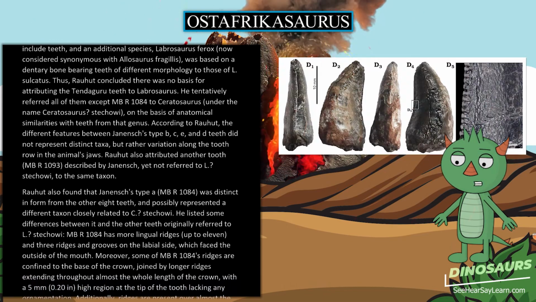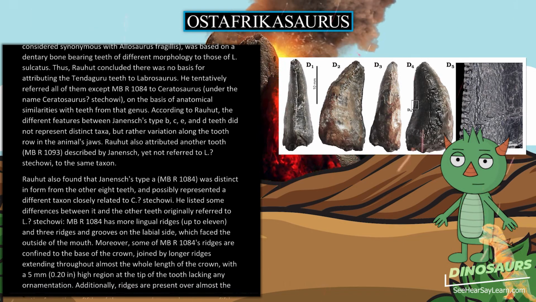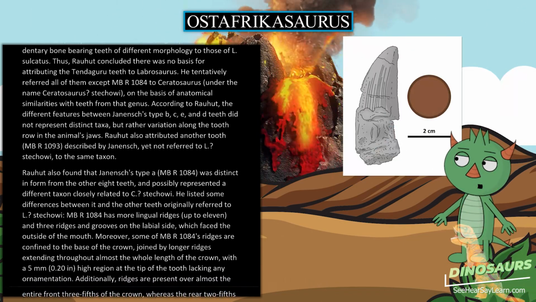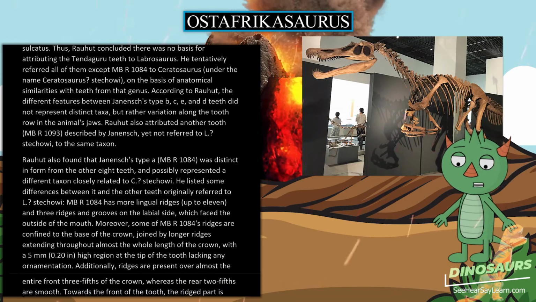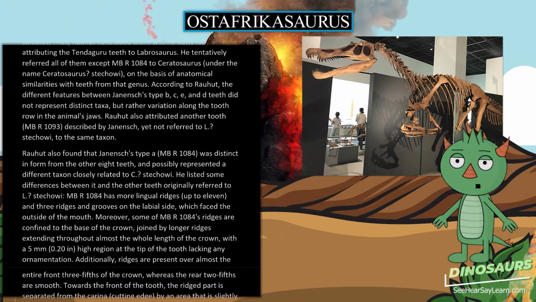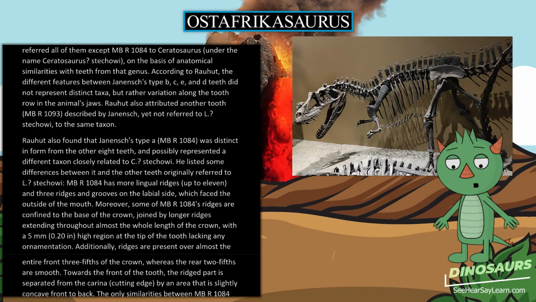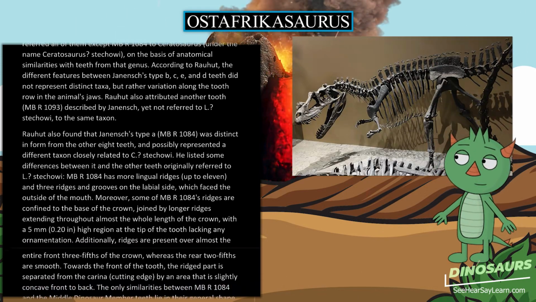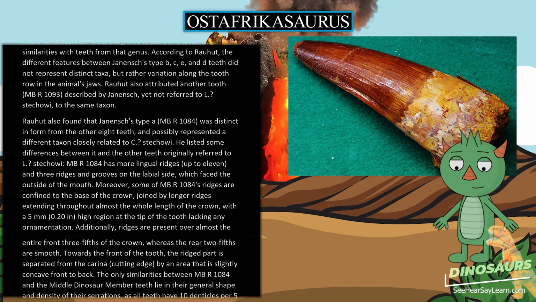Buffetaut also found that type A, MBR 1084, was distinct in form from the other 8 teeth, and possibly represented a different taxon closely related to C. Stekoe. He listed some differences between it and the other teeth originally referred to L. Stekoe. MBR 1084 has more lingual ridges, up to 11, and 3 ridges and grooves on the labial side, which face the outside of the mouth.